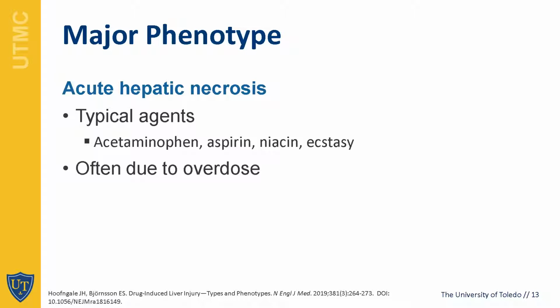So once again, some of our typical agents, these are very specific to the phenotype of acute hepatic necrosis, are acetaminophen, aspirin, niacin, and ecstasy. And once again, this is often due to overdose of one of these agents.